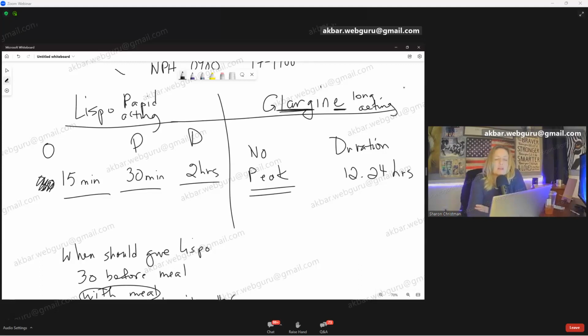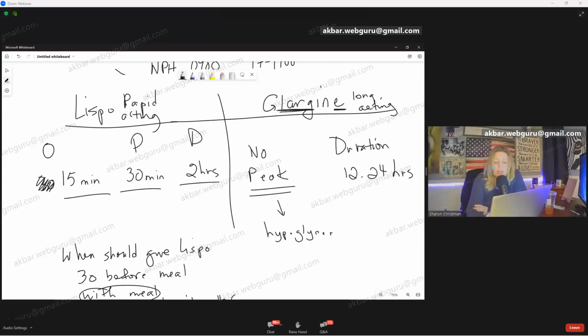So glargine is the same as Lantus. There's a couple other names for it. I'm blanking on it right now. Anyway, there's no peak. Now, if there's no peak, here's the implication.